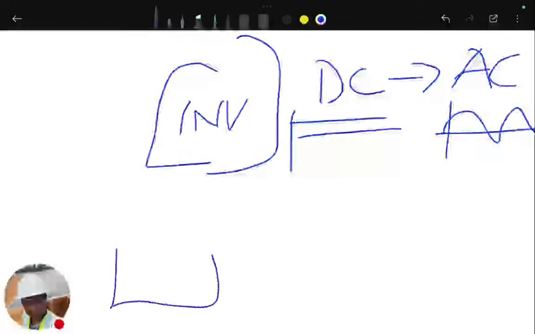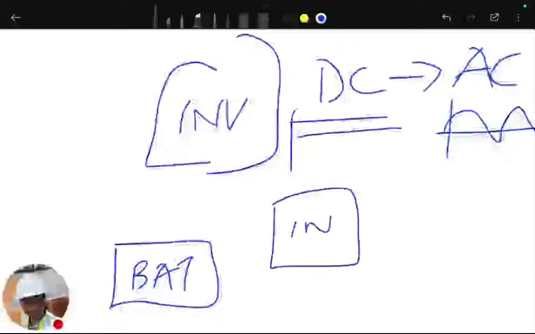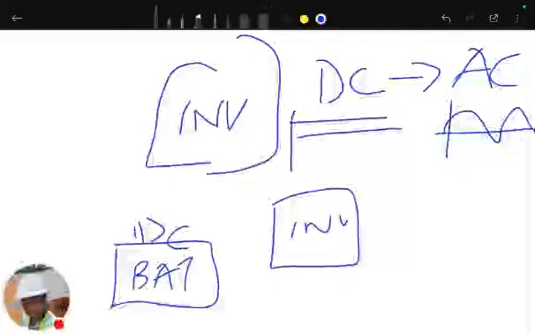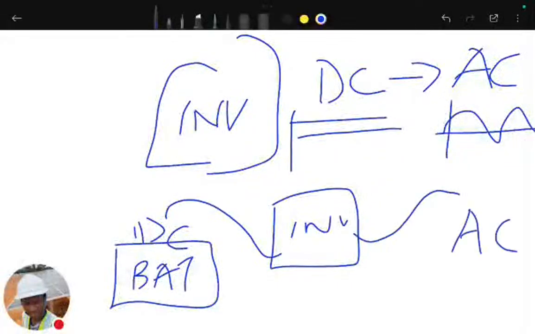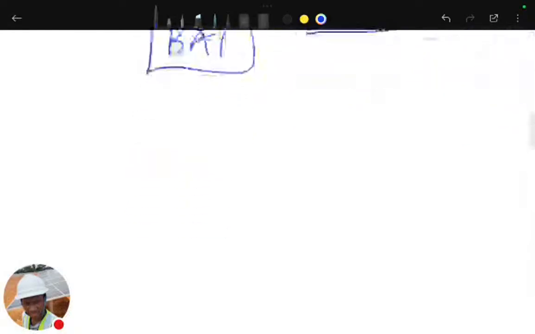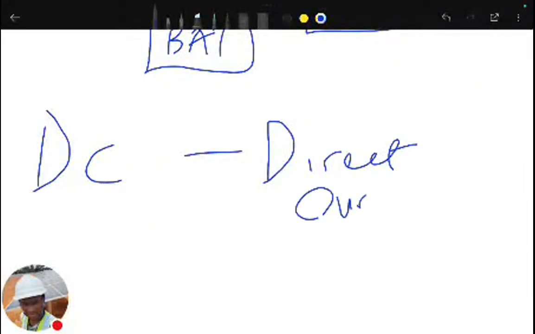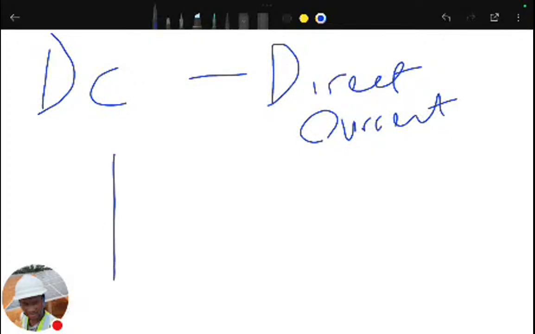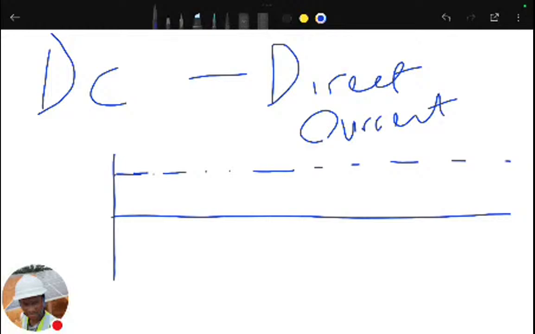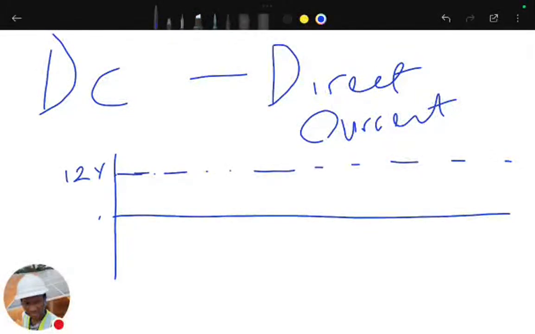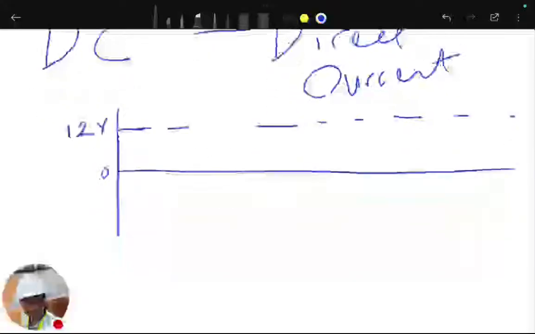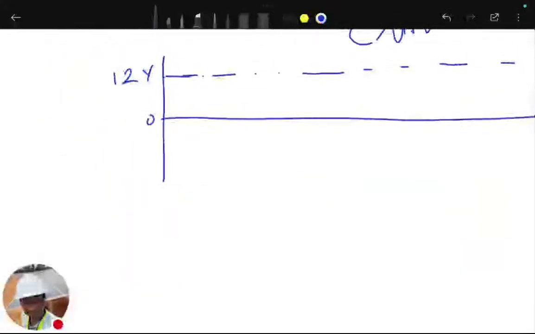So the job of an inverter is to take the DC that is inside your battery and convert it to AC, alternating current. Now, as you know, DC means direct current. DC is something like this, just a straight line, probably at 12 volts. This is 0. But AC is not a straight line.